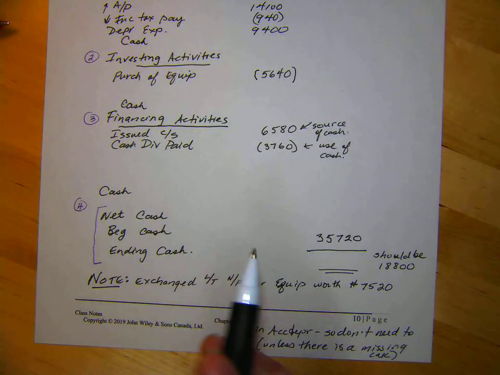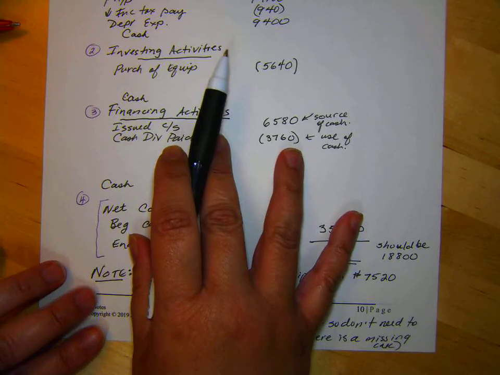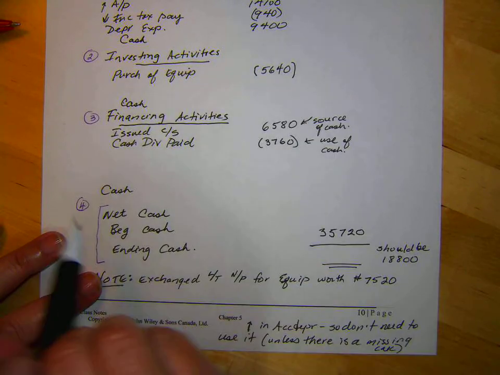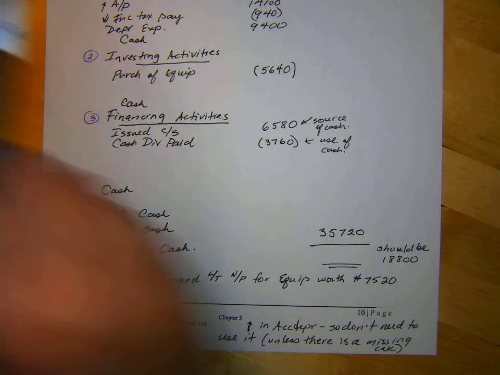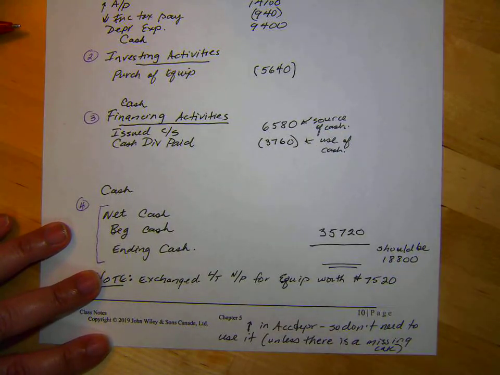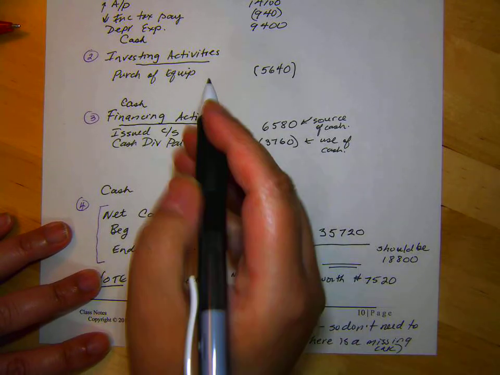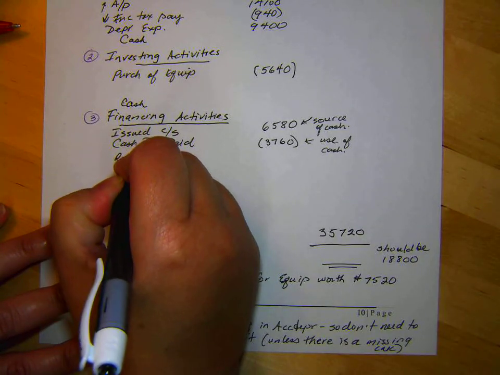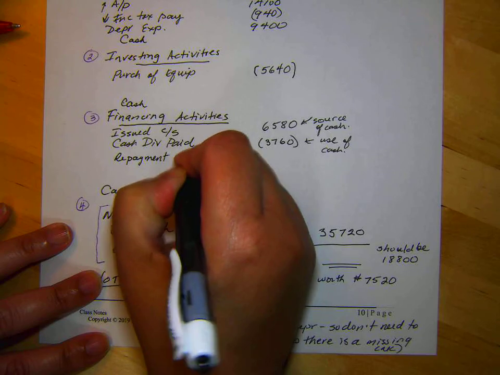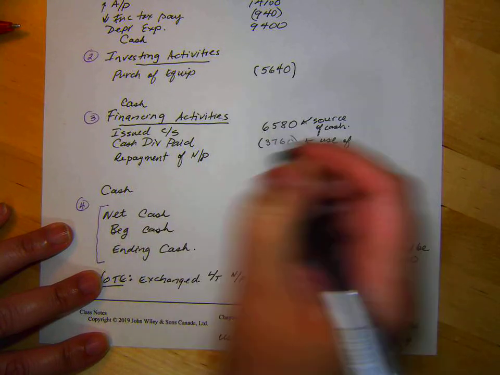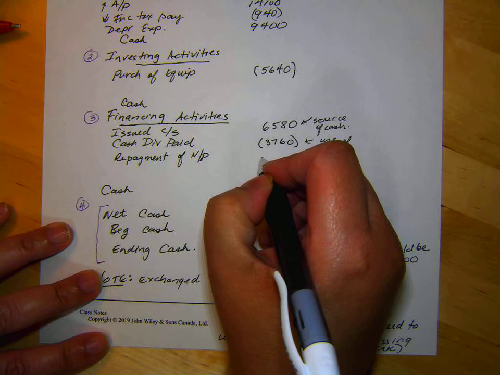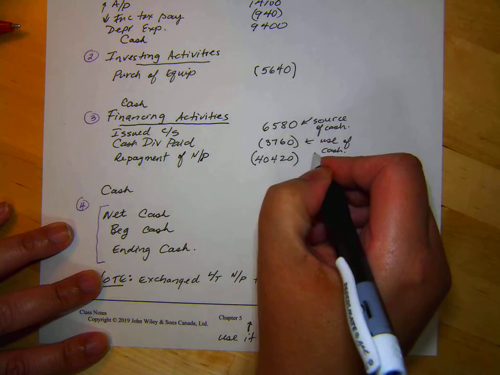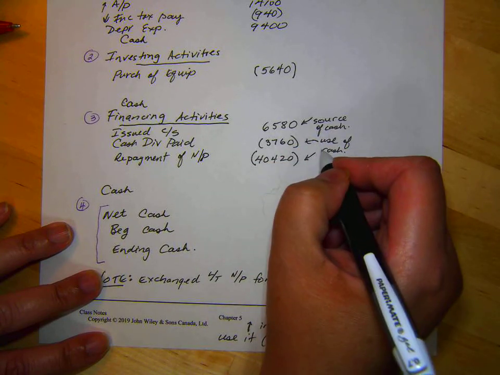So these 2 will have to be put in. So let's see if we have. Under investing activities, we've got purchase of equipment for $56.40. So we already have that. And the other one was long-term notes payable. And because it's on the debit side, it's a payment. So we put repayment of notes payable, and we repaid $40,420. And it's also negative. So both of those are uses of cash.